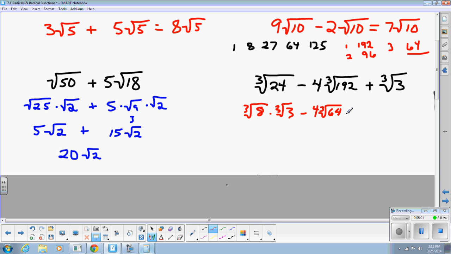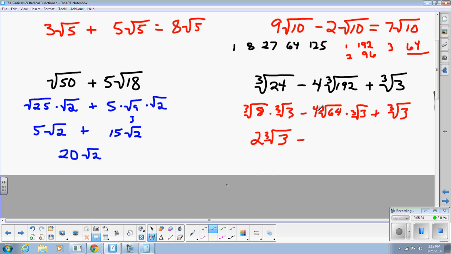And then I'm going to say times the cubed root of 3 plus, I have a cubed root of 3 sitting here, so I'm just going to leave that as it is. That's an irrational number, so I just get to copy that. So let's take a look at the first term. What does this become? Cubed root of 8? Well, that's 2, times the cubed root of 3. I'm just going to leave that little guy right there.